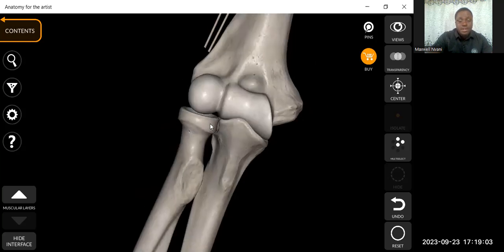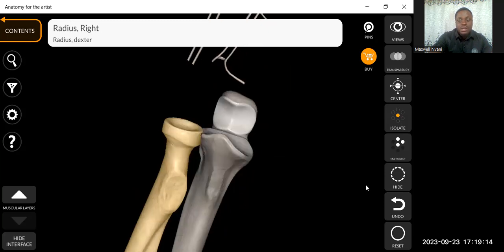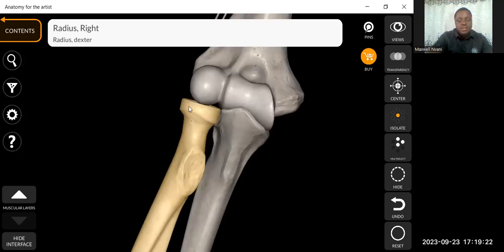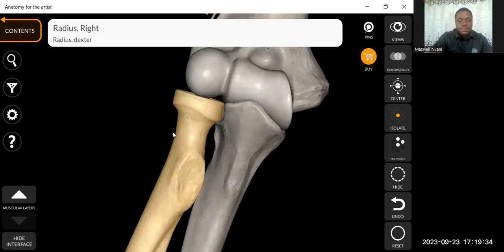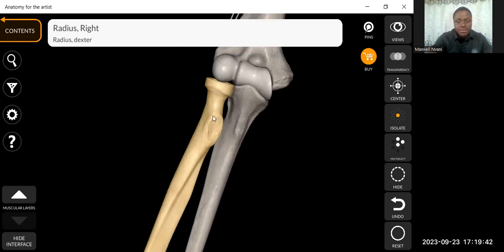This is the head of the radius, which is disc shaped. You can see it's disc shaped, and it articulates with the capitulum of the humerus. It also has the radial tuberosity on the medial aspect. Between the head and the radial tuberosity, you can see this portion here where my cursor is; that is the neck of the radius. So we have the head, the neck, and the radial tuberosity.